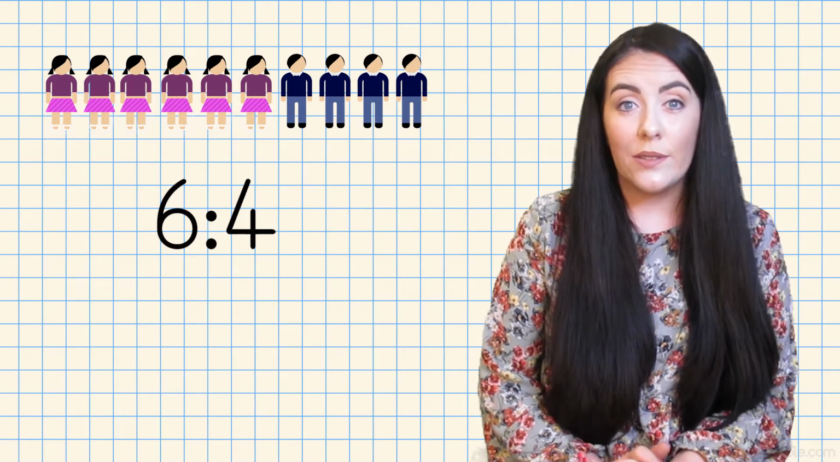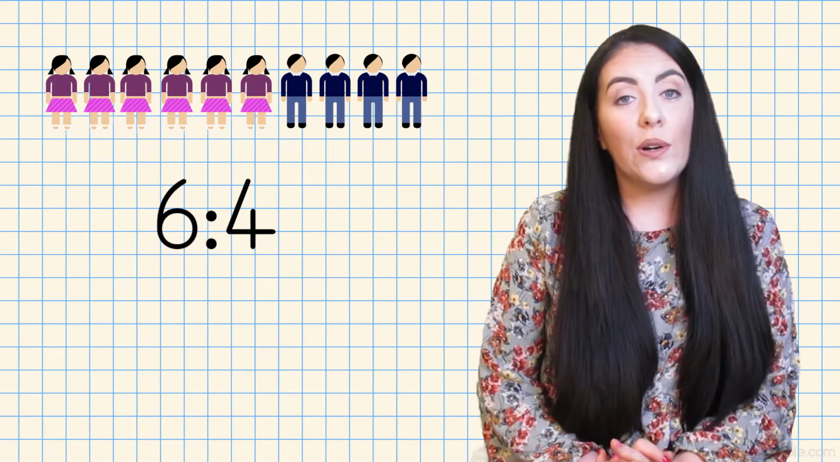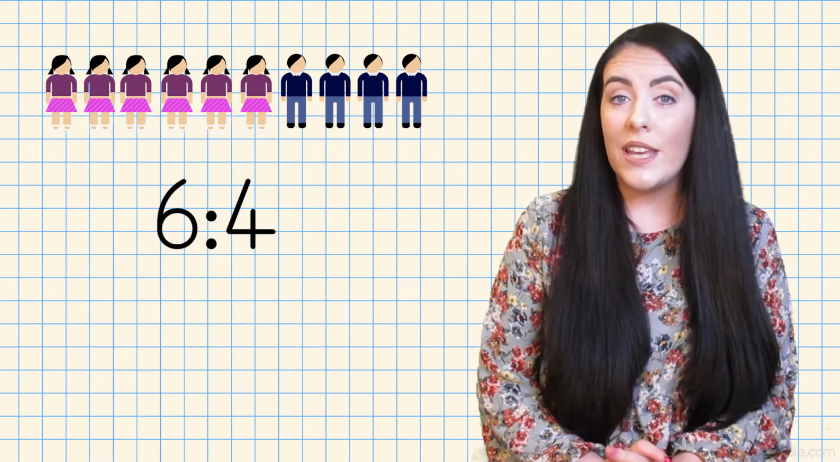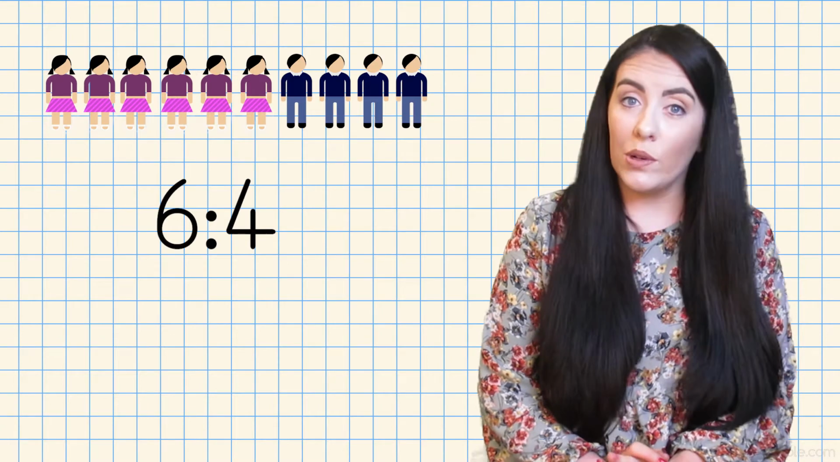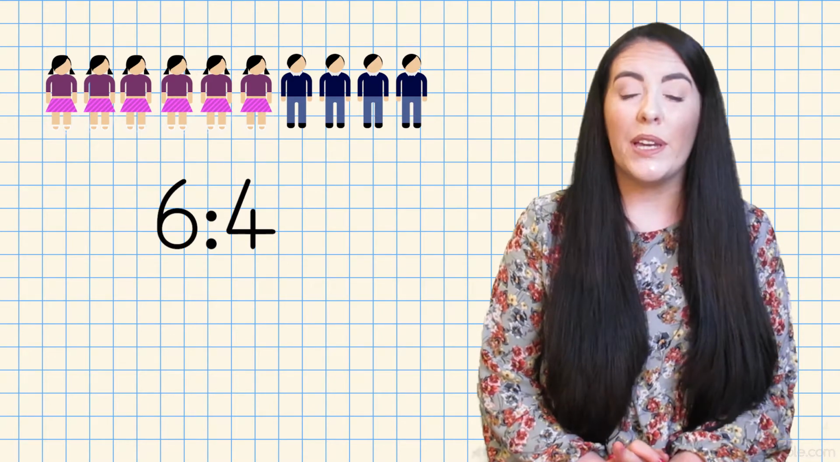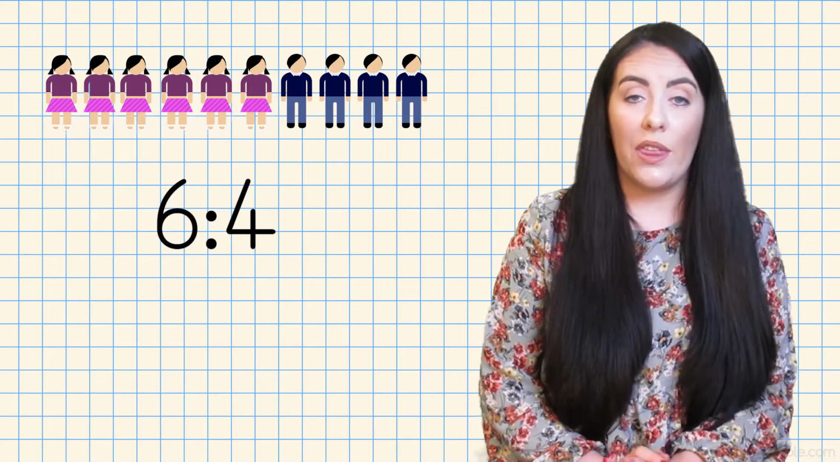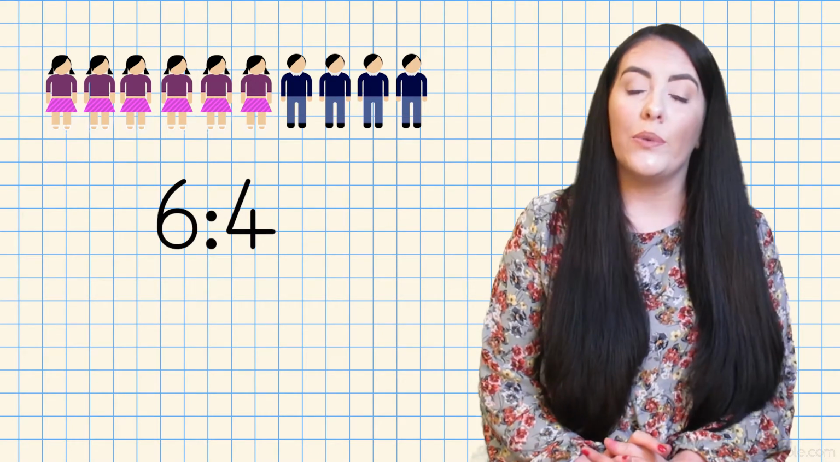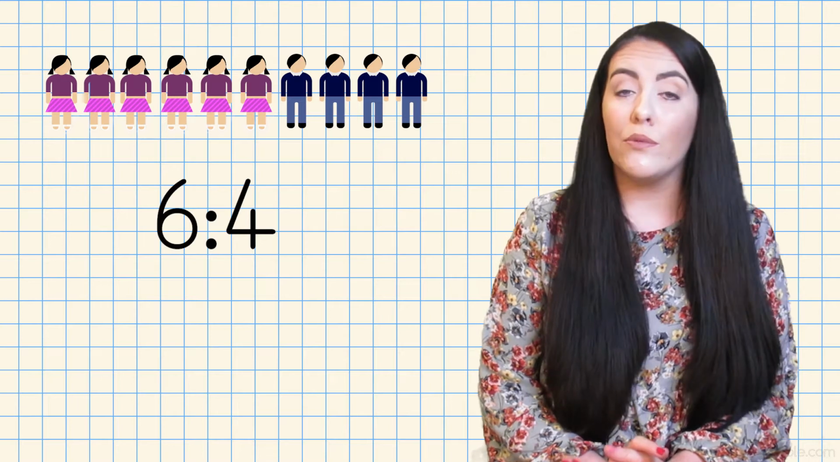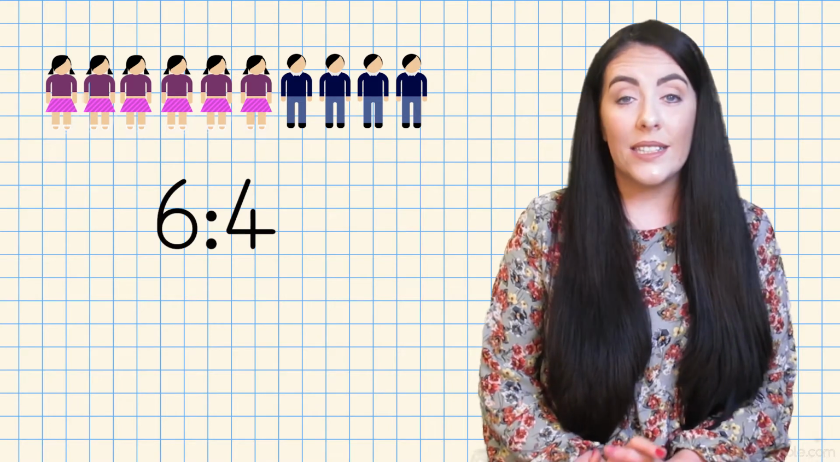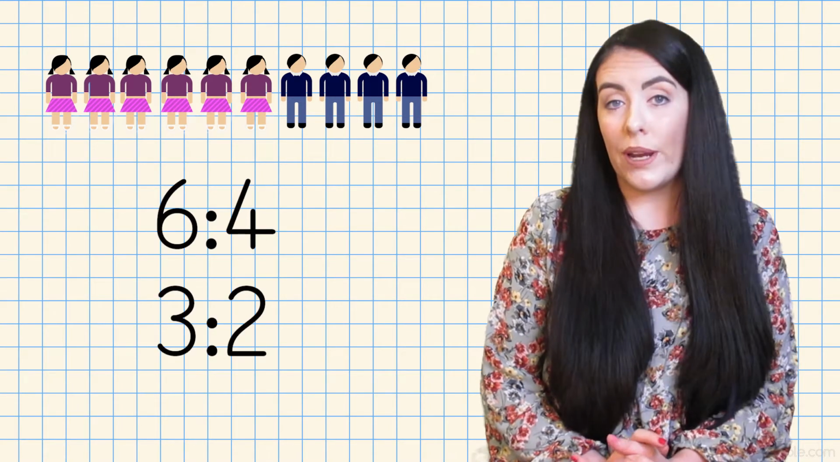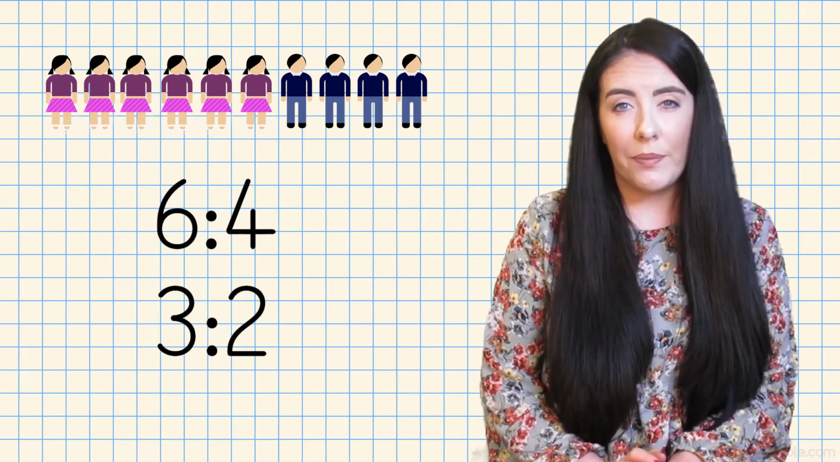Just like with fractions, we can simplify ratios. So if we look back at the example of the group of 10 children where we had 6 girls and 4 boys, we can simplify that because both of those numbers are divisible by 2. So when we divide 6 by 2, we get 3, and when we divide 4 by 2, we get 2. So you could say that the ratio of girls to boys is 6 to 4 or is 3 to 2. They mean the same thing.